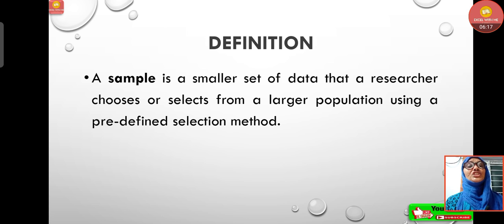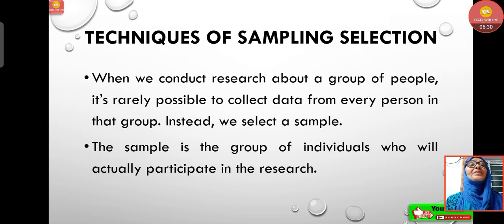Now let's see the definition of a sample. A sample is a smaller set of data that a researcher chooses or selects from a larger population using a predefined selection method. Just now I told you, maybe random sampling. Now, techniques of sampling selection, let's understand here.